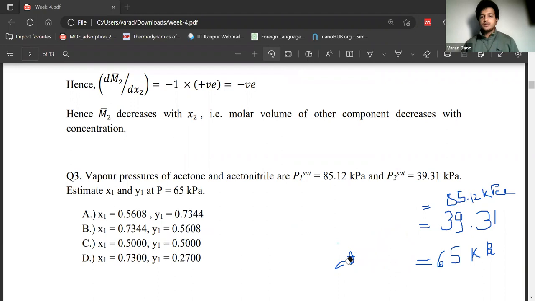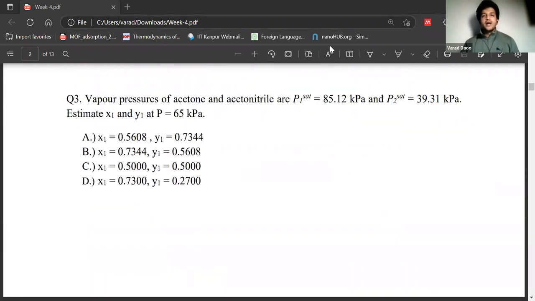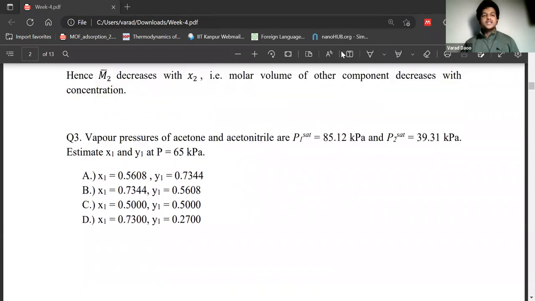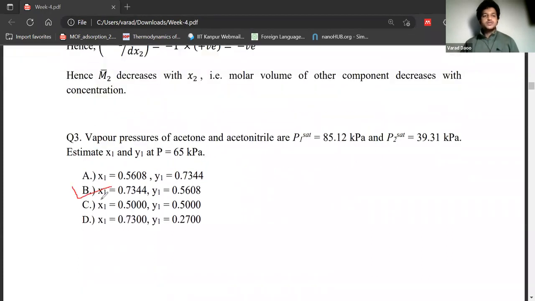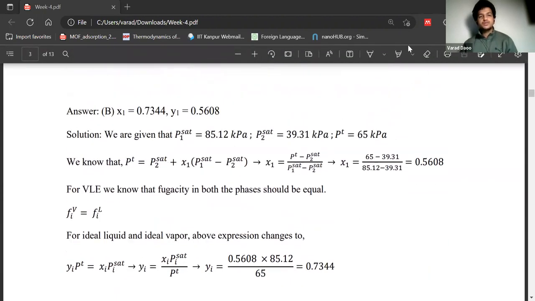You can cross-check your answer with this. Okay, the correct answer is option B. X1 is equal to 0.7344 and Y1 is equal to 0.560. Anybody got it? You can cross-check with your answer and the solution which I am going to give, so that you do not make any mistakes, or you can rectify the mistake you made. It's a fairly straightforward question.